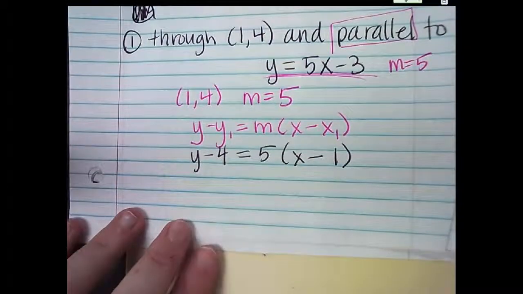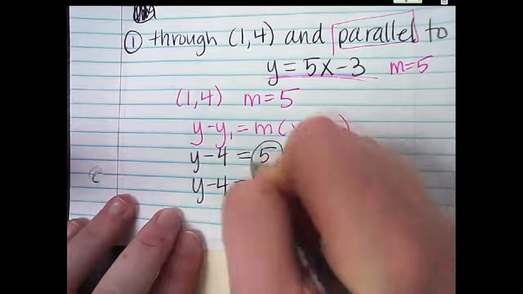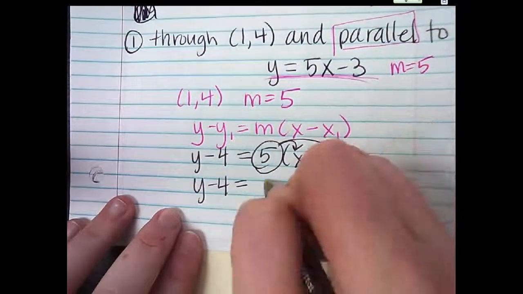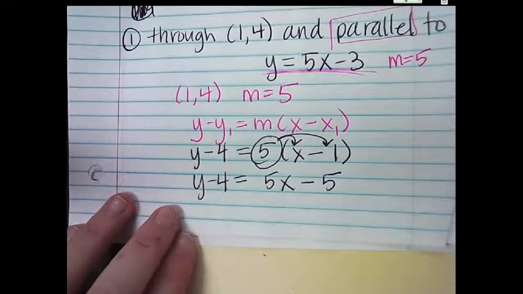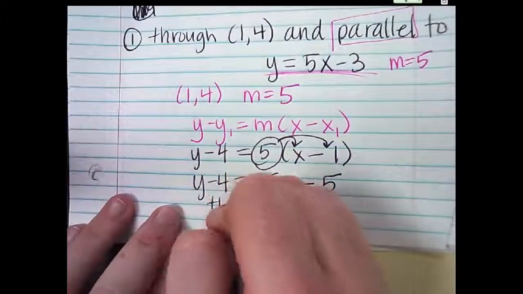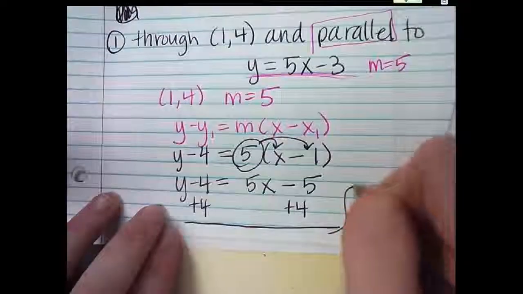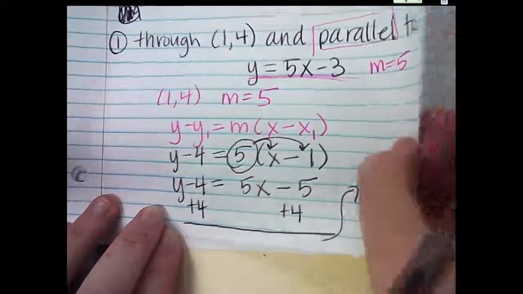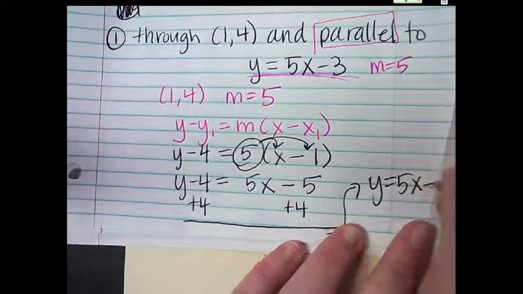And then remember, it's 2 steps. What's the first step? Distribute. 5x minus 5. And the second step? Add the 4. So I basically am just trying to get y by itself. Y equals 5x minus 1. Perfect.